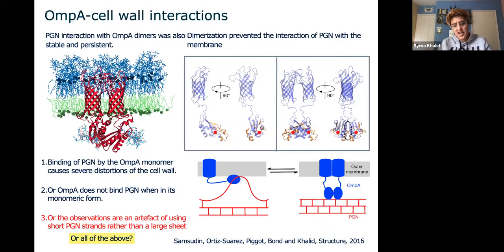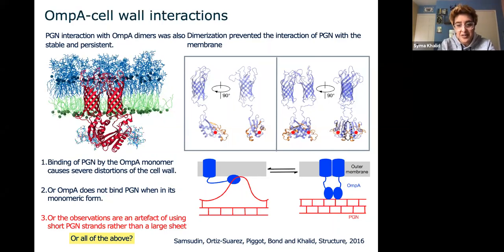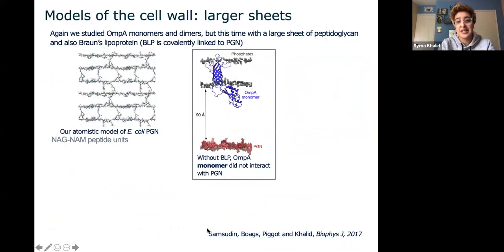And I guess this takes me back to what I said right from the start, where it can be easy when doing simulations of biological systems to overinterpret what one sees. So we'd taken a tiny portion of a huge polymeric mesh and we'd simulated it, and we were seeing results that were unexpected. It's tempting to say that perhaps we're seeing distortions of the cell wall, or that when it's a monomer, it doesn't bind the cell wall at all. But we have to bear in mind that what we simulated was not particularly realistic at this point.